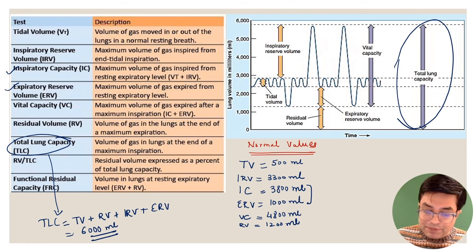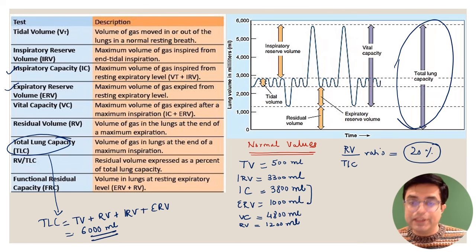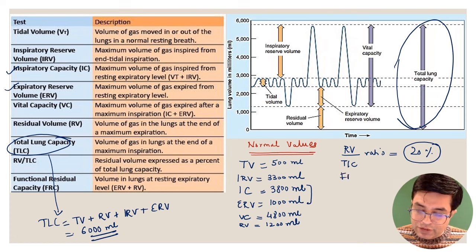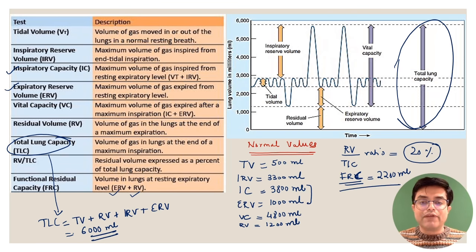फिर आपसे पूछ सकते हैं RV by TLC रेशियो नॉर्मली कितना होता है? तो RV by TLC रेशियो नॉर्मली इन परसेंटेज हम निकालते हैं तो it is about 20% in a normal individual. हर आदमी में नॉर्मल इतना होता है. And what is the functional residual capacity? FRC, functional residual capacity is a combination of ERV plus residual volume. तो ये आपका आता है टोटल 2200 ml if you combine them, right? So these are some of the normal values that you need to know.